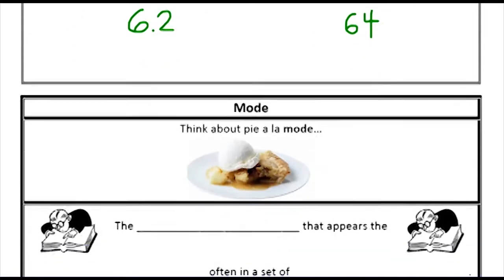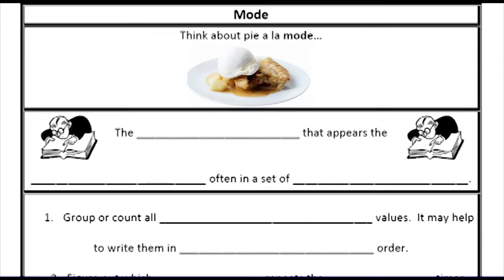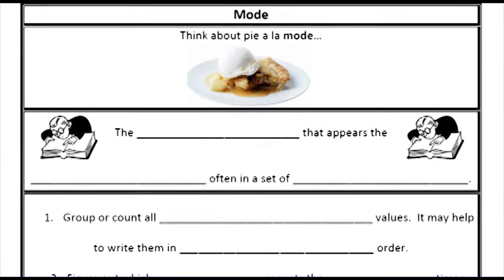Mode. Now the mode, I always think about delicious pie a la mode. Pie a la mode is pie with ice cream on top. Now, you do not want a little bit of ice cream. You don't want less ice cream than your friend. You don't want the same amount of ice cream as your friend. You want more ice cream than everyone else. You want the most ice cream on your pie. Let's be honest, ice cream's delicious. With that in mind, you want the most pie a la mode.